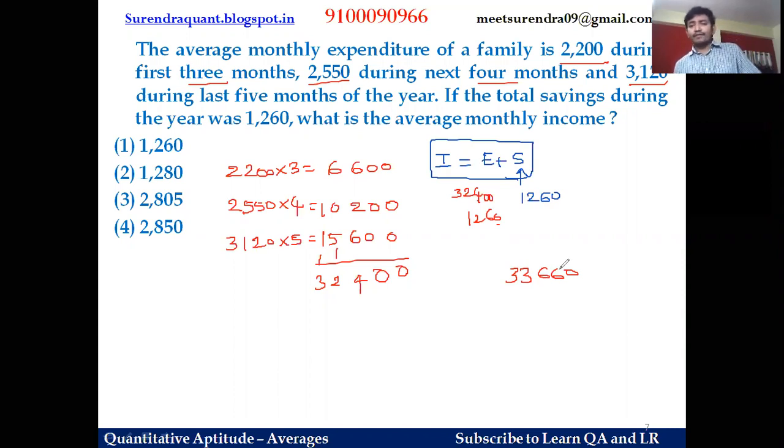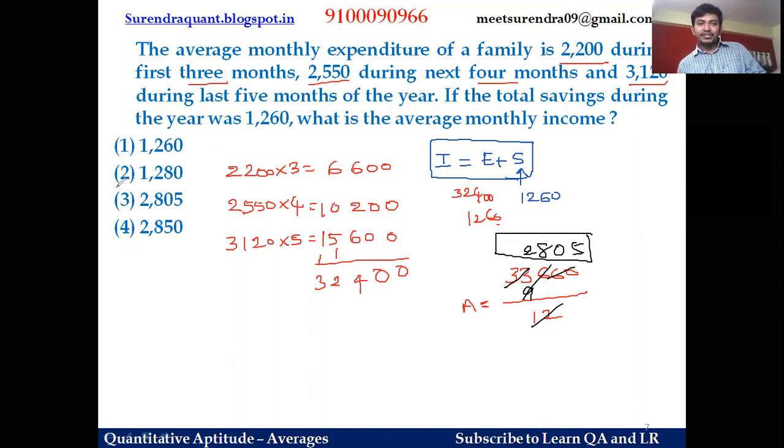If I divide by the number of months, that is 12, we get the average income per month. So what is 33,660 divided by 12? How many times does it go? 12 twos are 24. What is the remainder? 9 remainder. 12 eights are 96. 12 fives are 60. So 2,805 is the average income per month, and that is option 3.